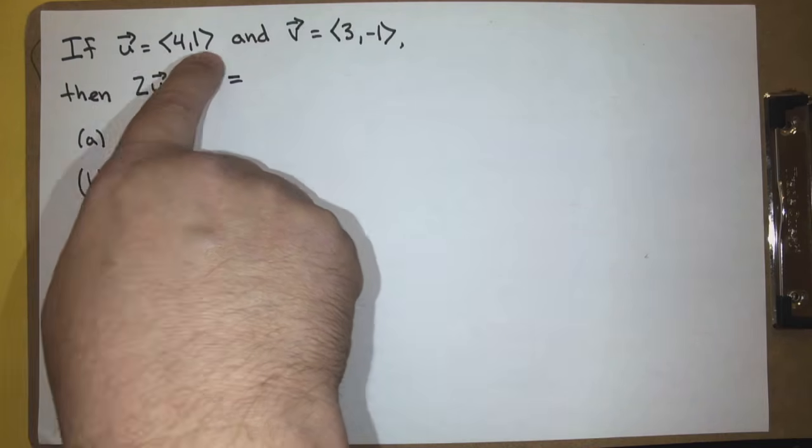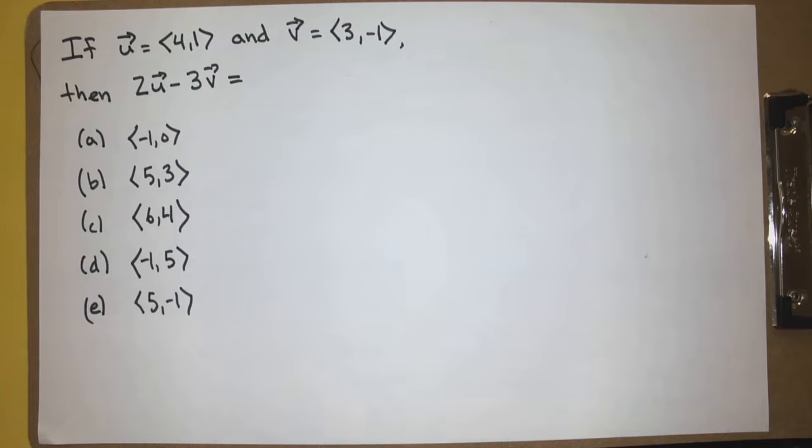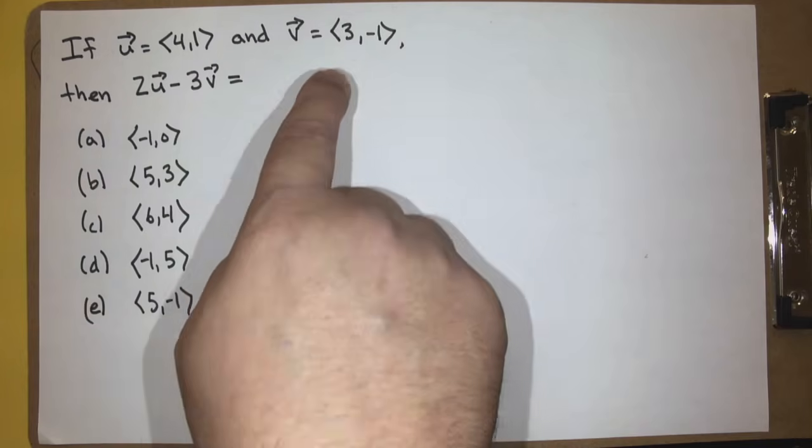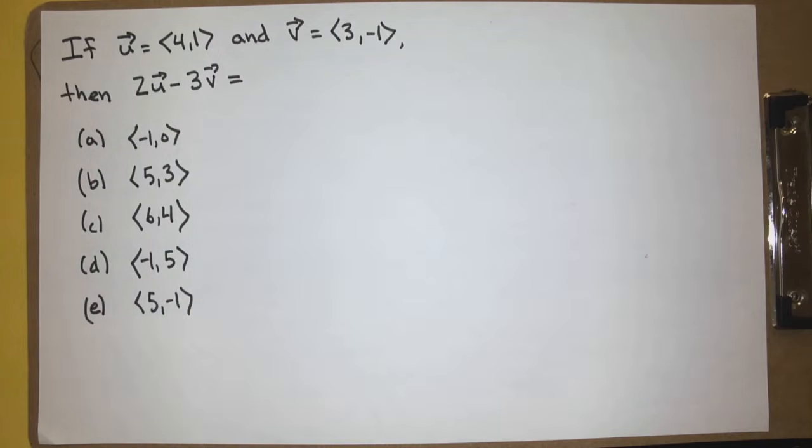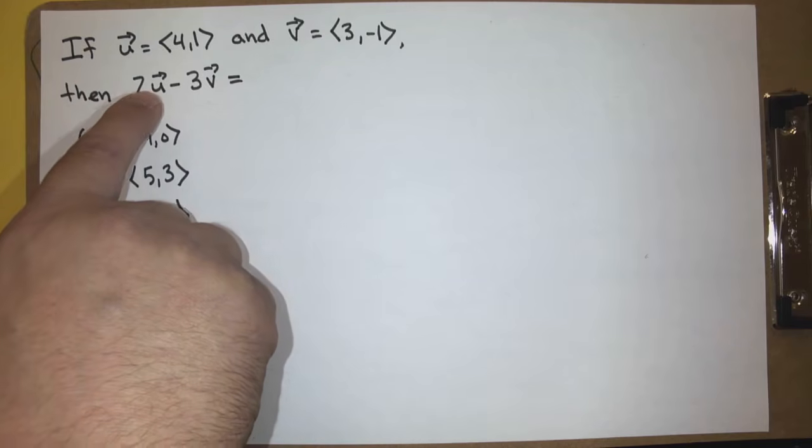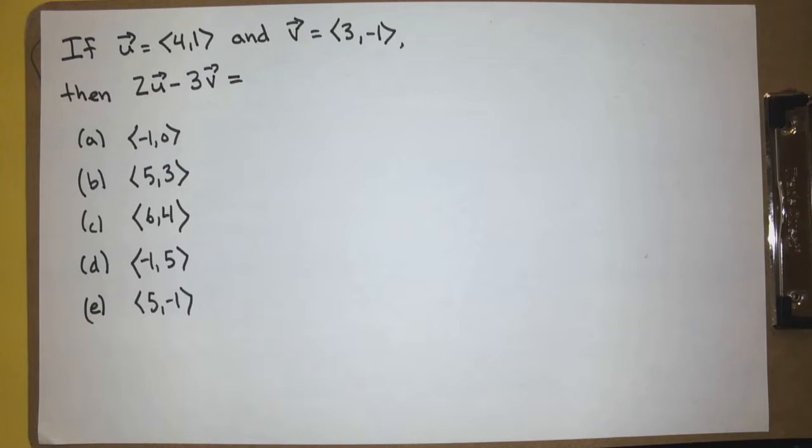You can see because there's 2 slots. So it says, suppose you have 2 vectors in dimension 2. One of them looks like 4, 1. The other one looks like 3, -1. And now the question is, if I take 2 times the first vector minus 3 times the second vector, what do we have? Is there an answer? Does someone work it out?